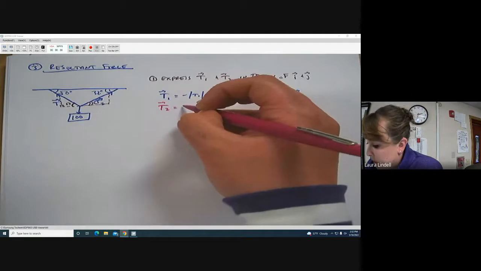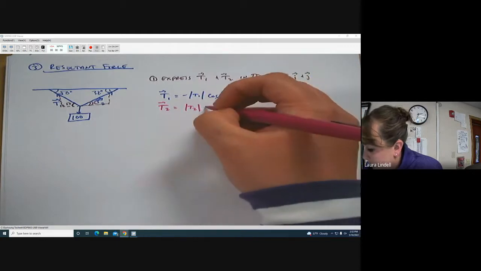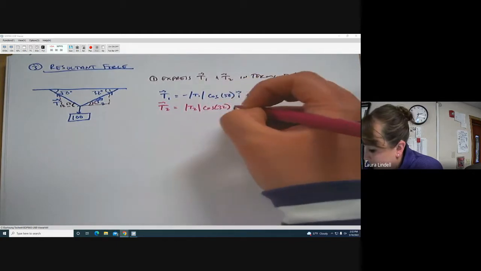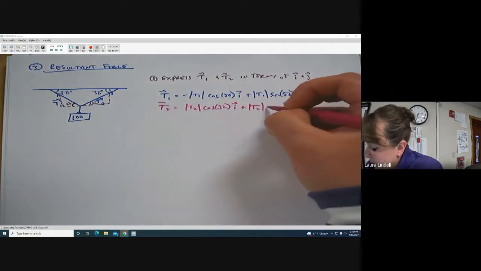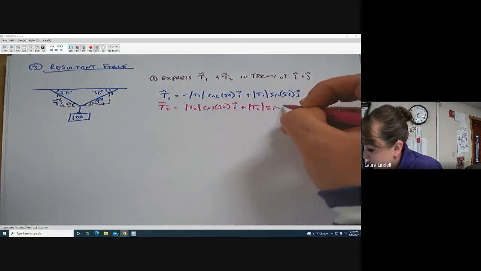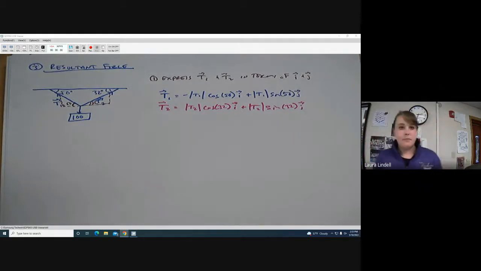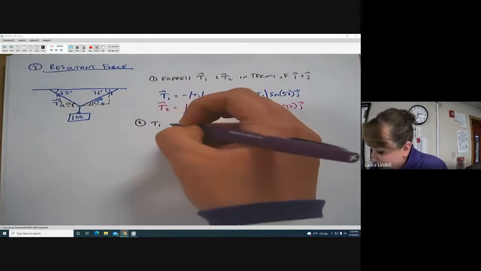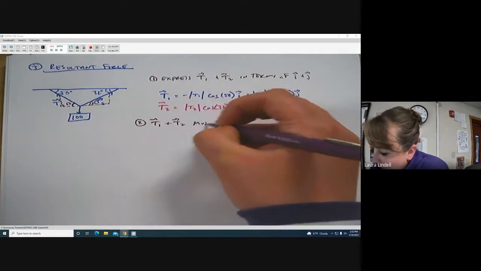And then we're going to express this T2 in a similar fashion. T2 is going to be, since it's pulling in the positive x direction, positive length of T2 cosine of 32 I. And it's also pulling in the positive y direction. So it'll be T2 sine of 32 J. Okay, so now we've got both of our vectors expressed with their horizontal and vertical components. Now what we want to do is we know that T1 and T2 together, so T1 plus T2, that resultant force, must counterbalance the weight.